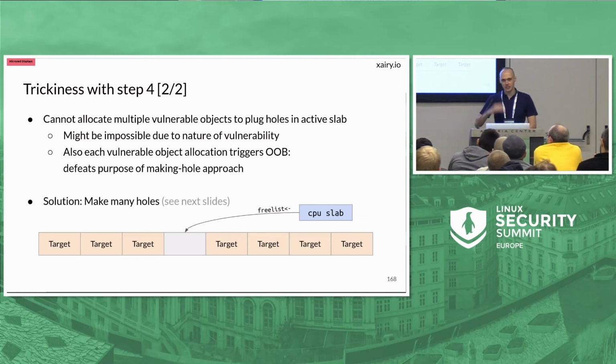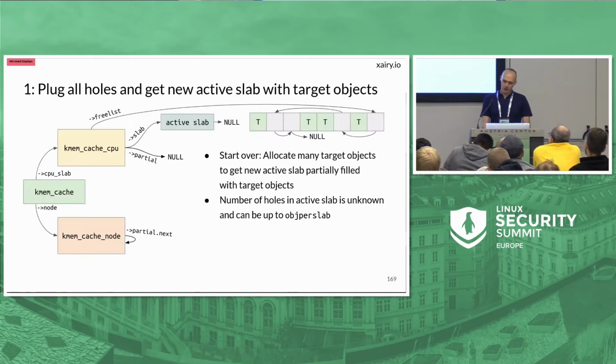But the problem is that each time we allocate a vulnerable object, it triggers out of bounds. So we don't want to do that, because that will likely end up corrupting some kernel memory. Instead, we need to somehow improve this approach to allow us to make this particular slab active again, and only then allocate one vulnerable object. And this is how we're going to do it.